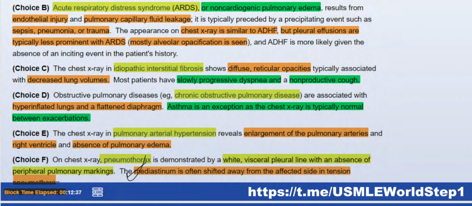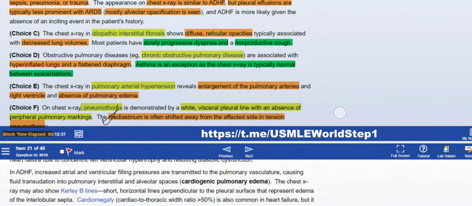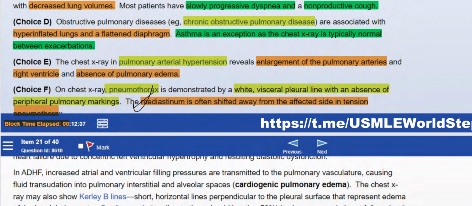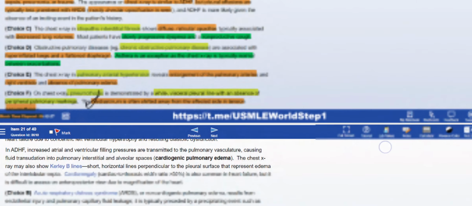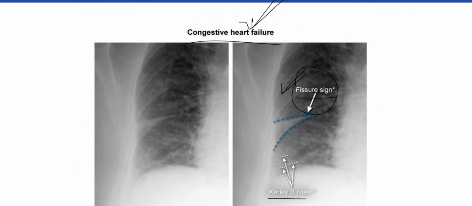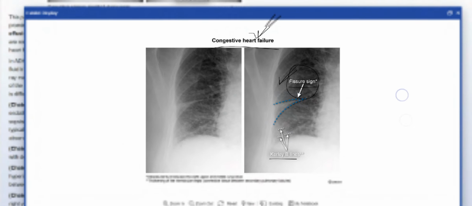Okay, why not option E, pulmonary arterial hypertension? Enlargement of the pulmonary arteries, right ventricle, absence of pulmonary edema. Why not pneumothorax? Because that would present with white visceral pleural line with an absence of peripheral pulmonary markings. This thing is important. The mediastinum is often shifted away from the affected side in tension pneumothorax. This is important.